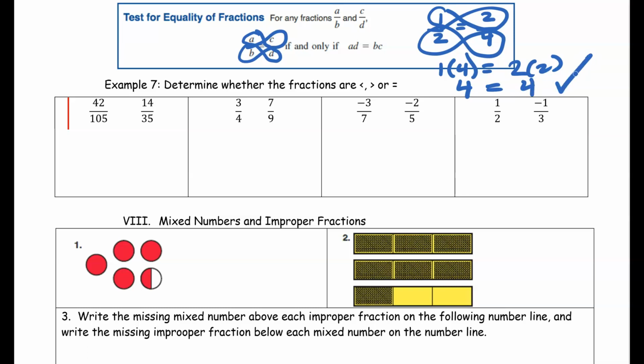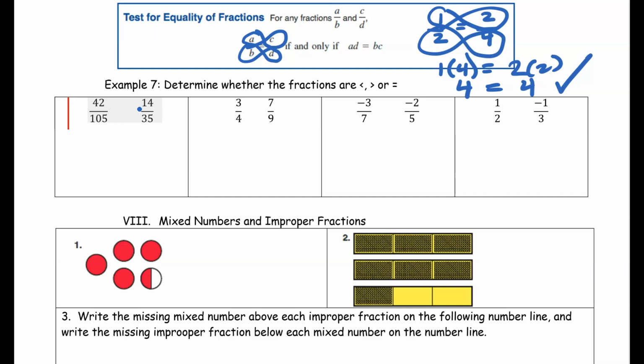So with example 7, it says determine whether the fractions are less than, greater than, or equal. Now you could use the test for equality for these to see if they're equal. The bummer about that, though, is if they're not equal, then the test for equality doesn't help you decide if you should use the less than or greater than sign. So my preferred method, if you're trying to order fractions or determine if they're equal, is just to get a common denominator.